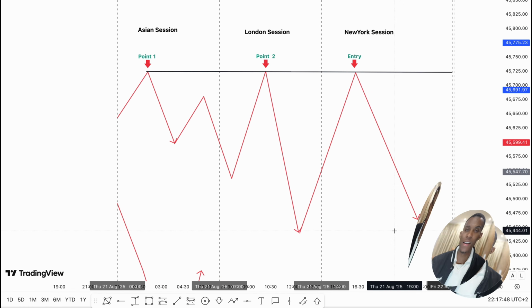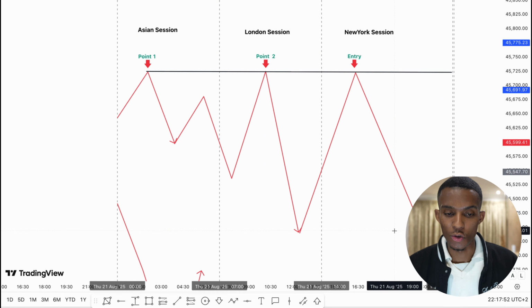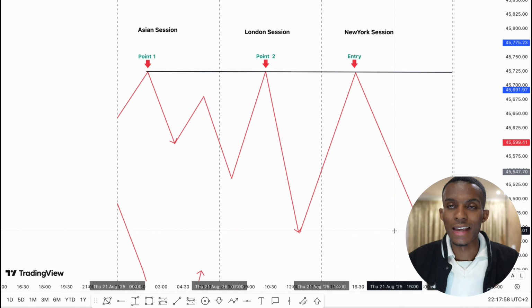So let's quickly jump into the chart. As we spoke about, we spoke about the Asian, the London, and the New York. So that's how you draw a trend line. You can't draw a trend line that doesn't touch each session.